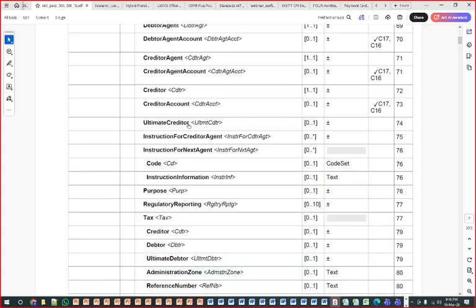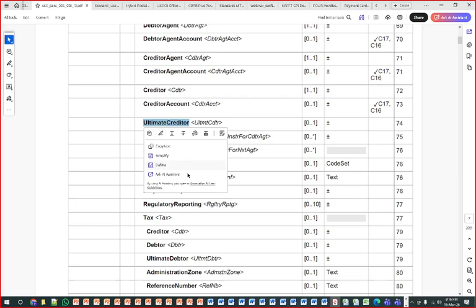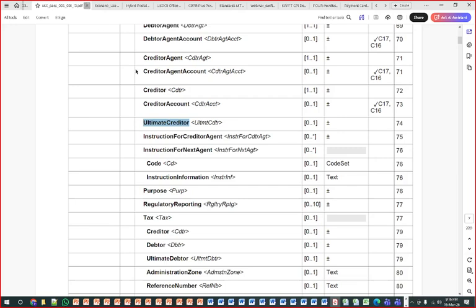There are new fields also introduced, for example ultimate creditor and ultimate debtor. These were not there in the earlier message system. So how that mapping happens, we are going to learn line by line, one by one. This is just an example I have given here.